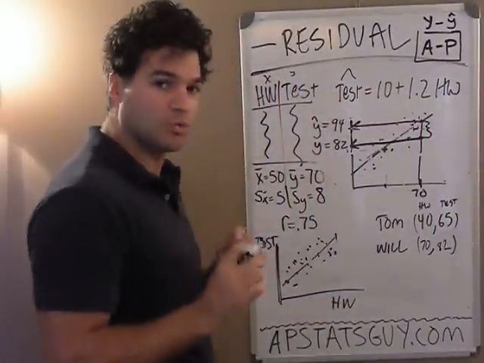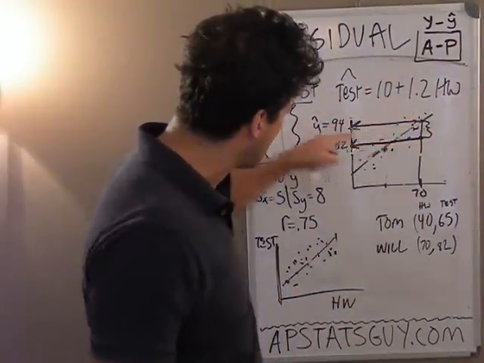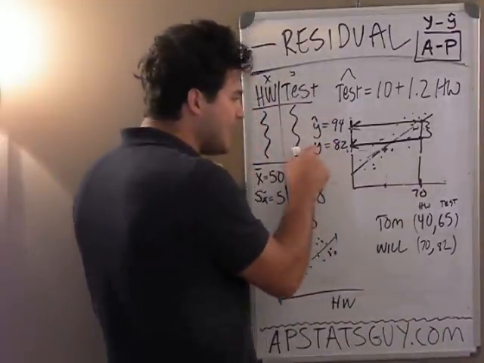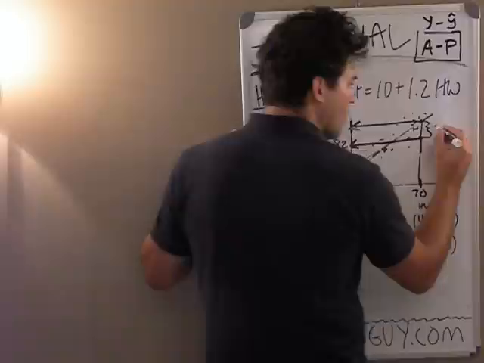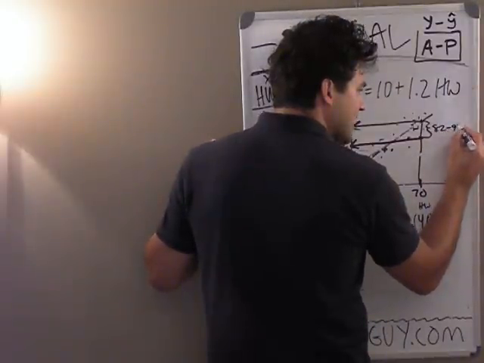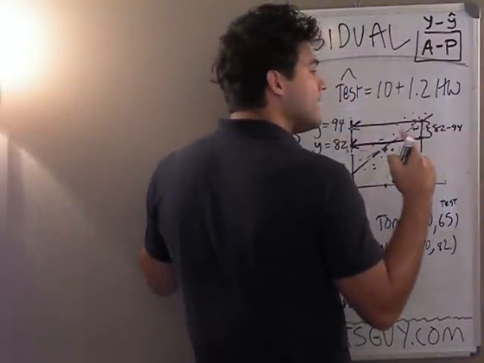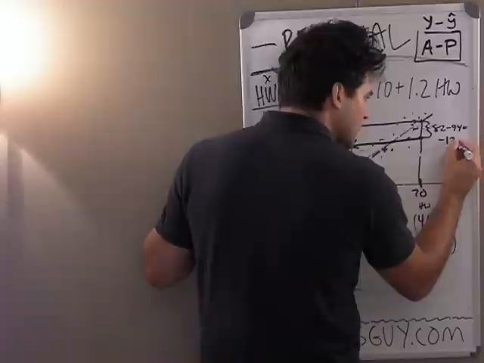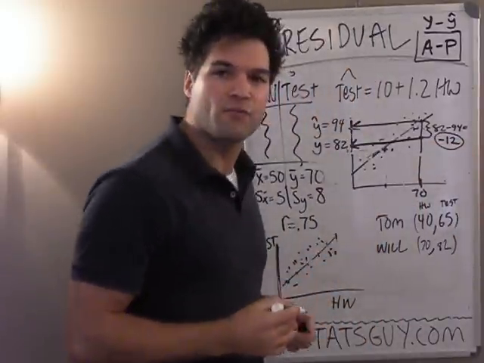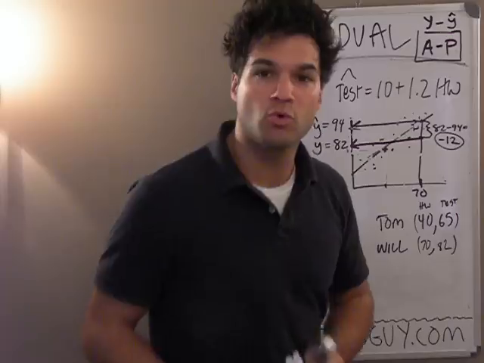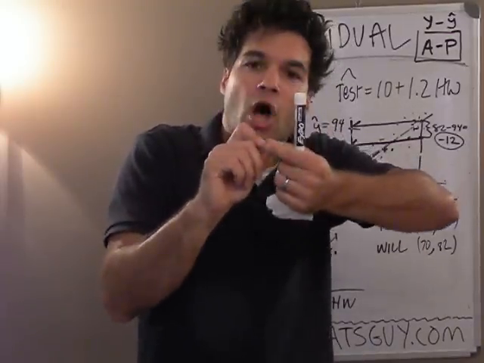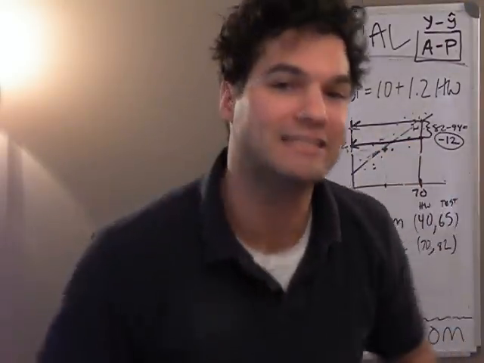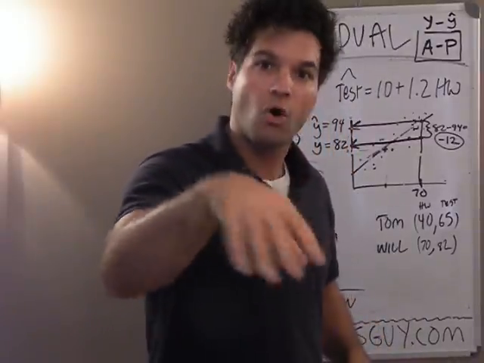It's always actual minus predicted. It's not top minus the bottom. It's not this minus this. It's actual minus what was predicted. It's 82 minus 94. That's tough. Let me think. If I go down, negative 12. Notice he has a negative residual. Will had a negative residual, which means he scored below what the model would predict. He was below it, which means the model over-predicted Will. Does that make sense? Over-predicted him.